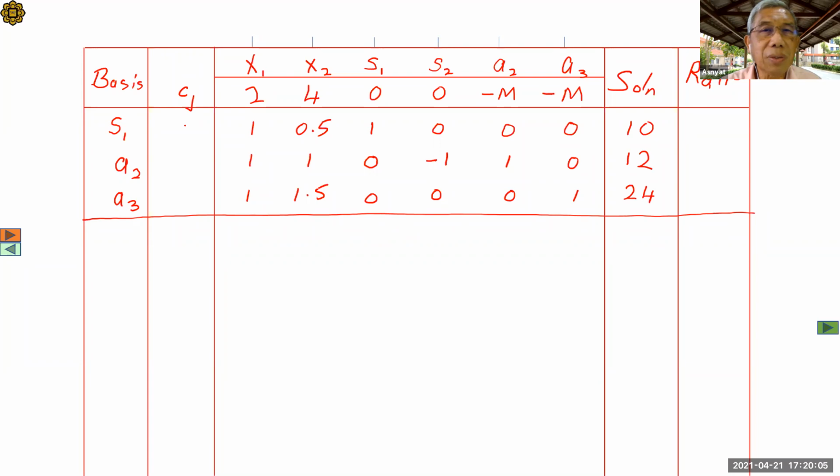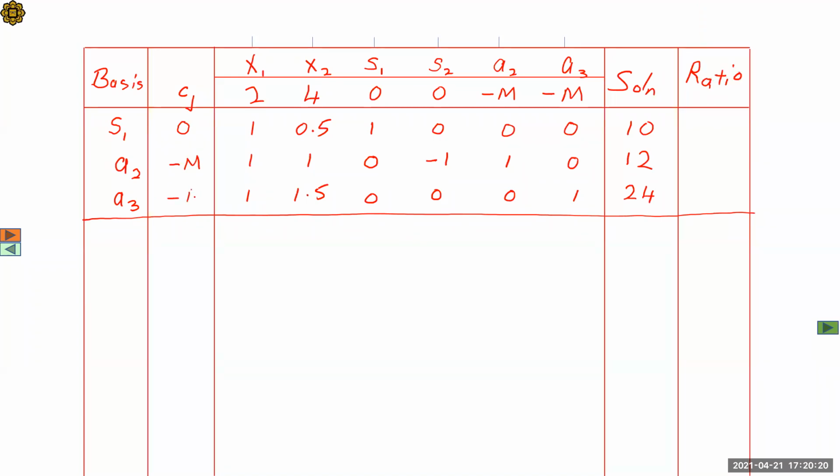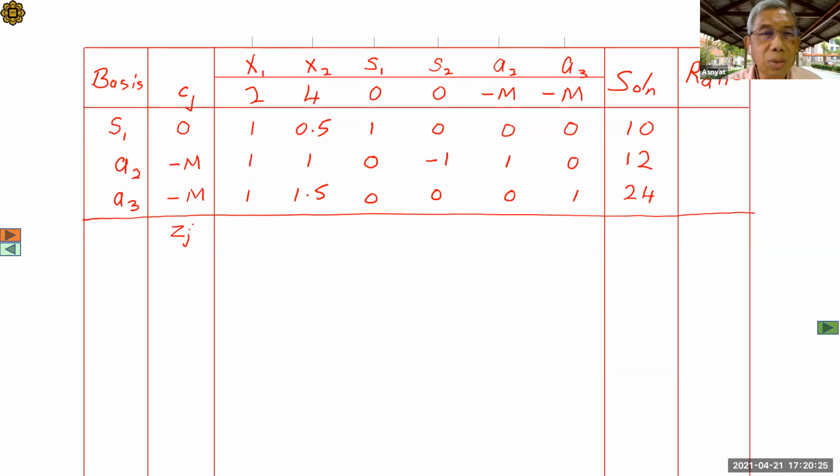Then the coefficient of S1 is 0. Coefficient of A2, negative M. Coefficient of A3, negative M. Then let's calculate Zj as usual. Negative M times 1 plus negative M times 1: negative 2M.